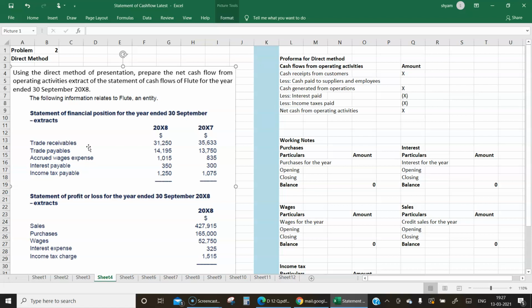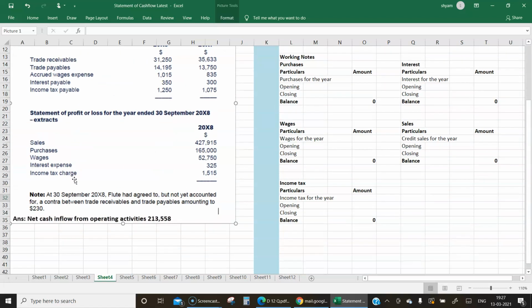So trade receivable, payable, accrued refers to outstanding expense, interest payable, so that is interest outstanding, income tax outstanding, like that. And they have also given you the profit and loss account numbers. These are the numbers for the current year. So sales, purchase, wages, interest expense and income tax are given.